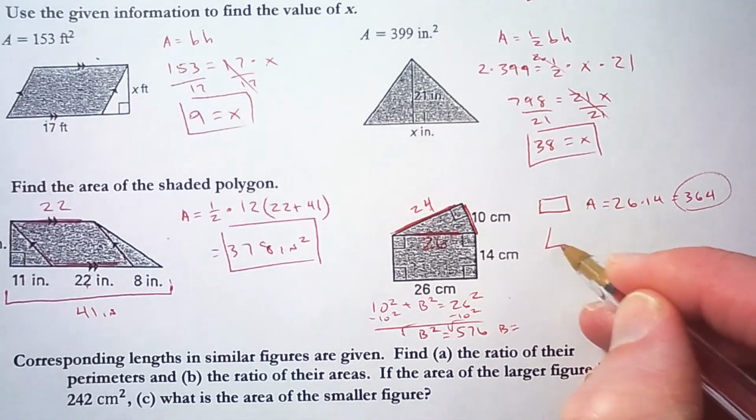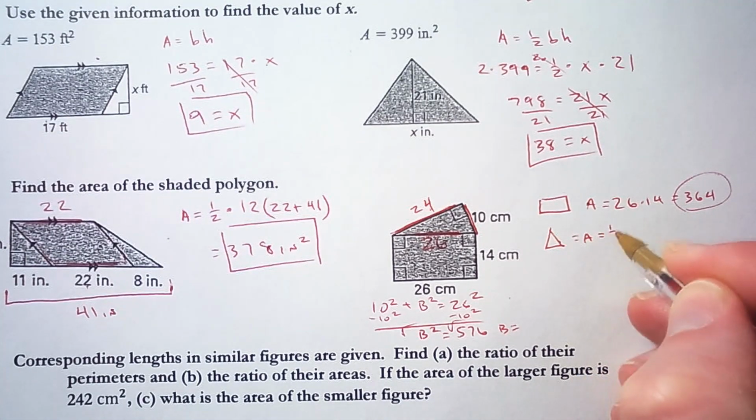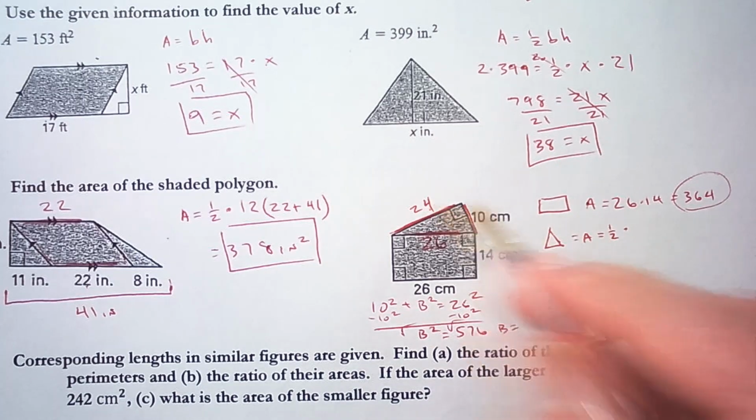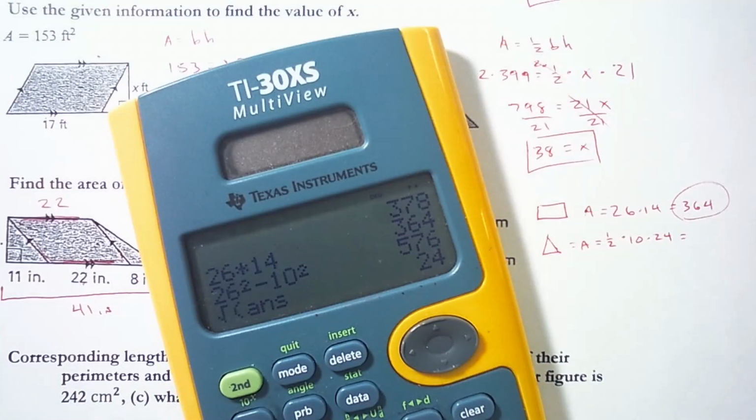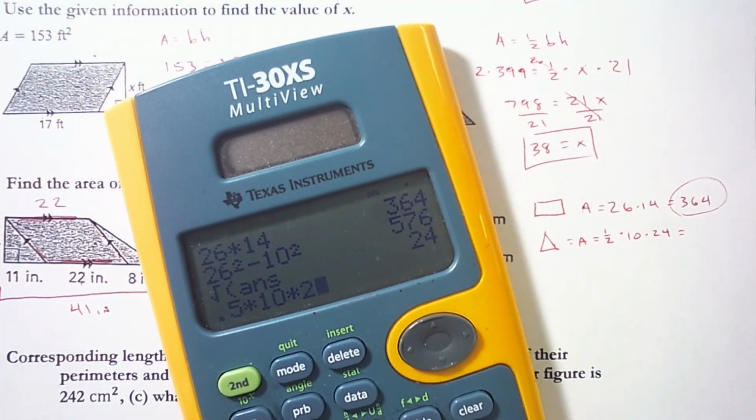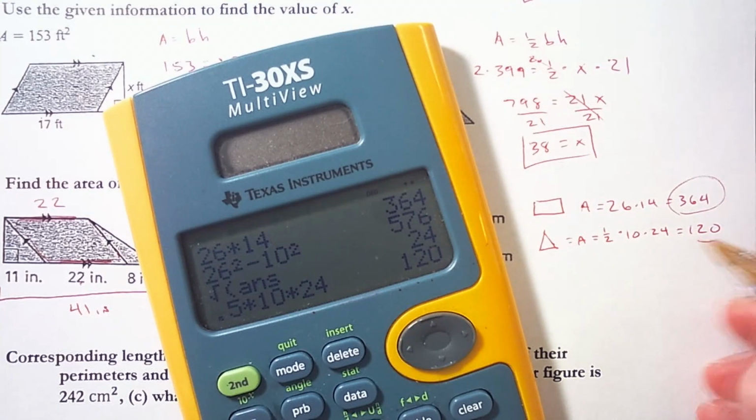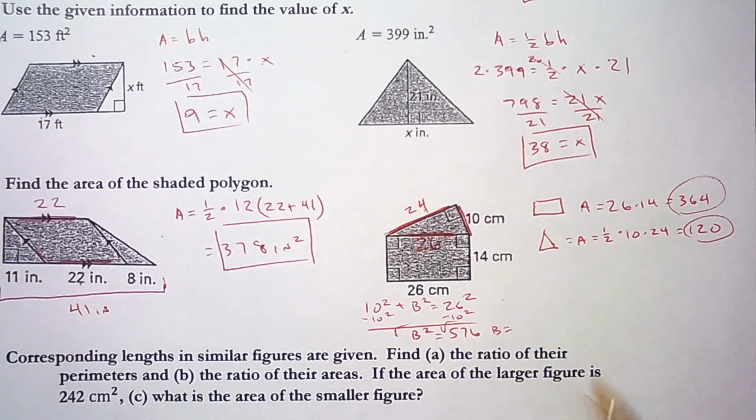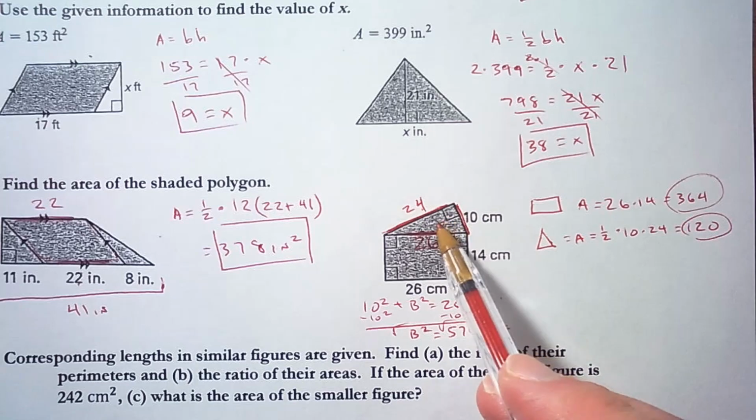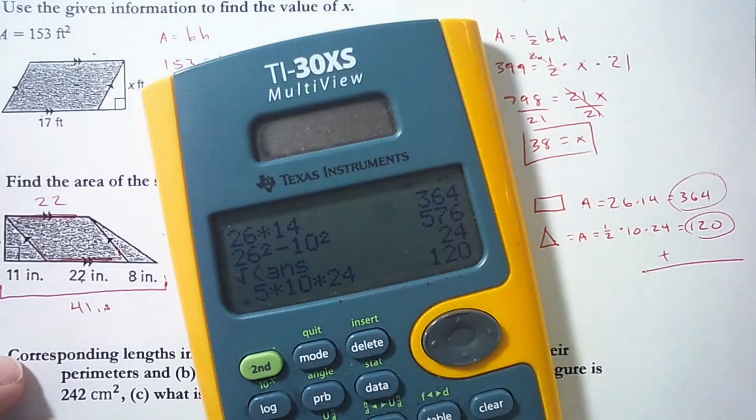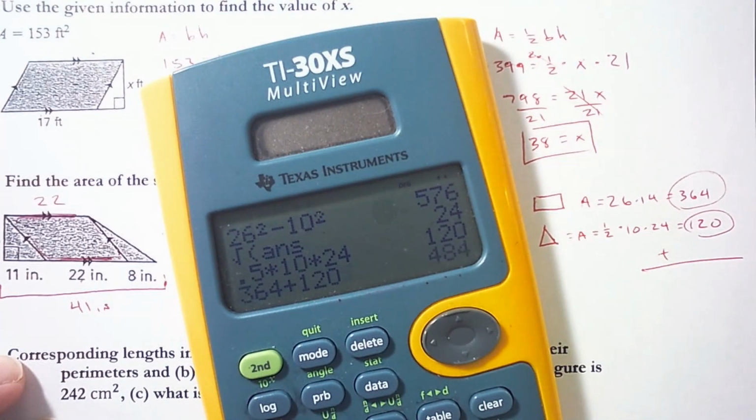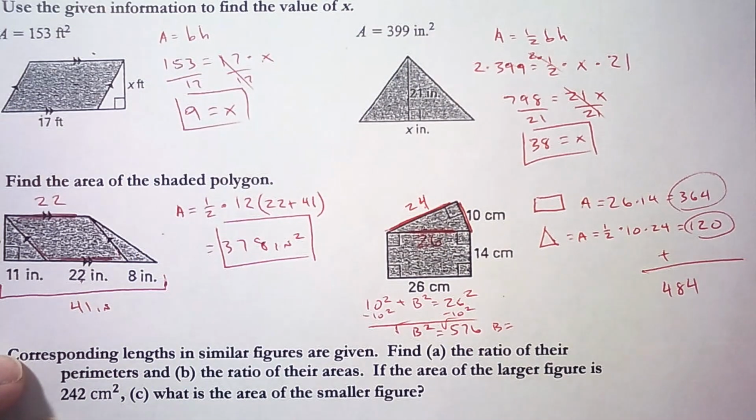So for the area of the triangle, we have half times base times height, and the base and height are 10 and 24. So 0.5 times 10 times 24 is 120. So those are the two areas. We've got 364 here and 120 here. I can add those together. 364 plus 120 is 484, and that is in centimeters squared.